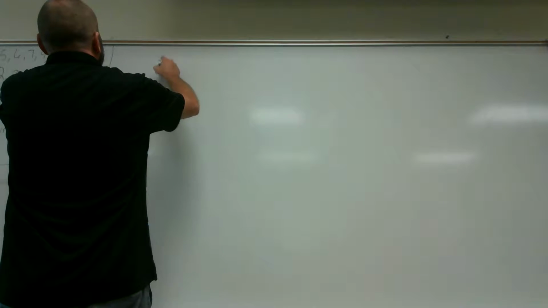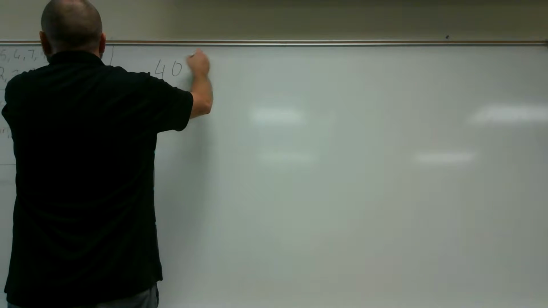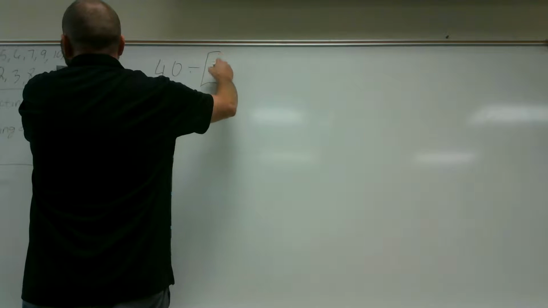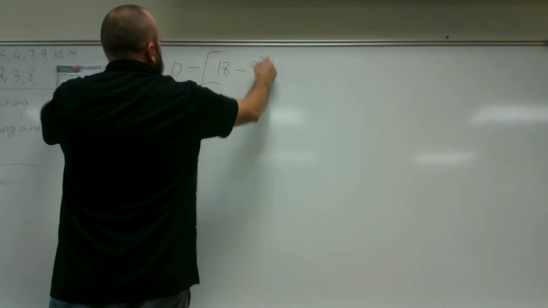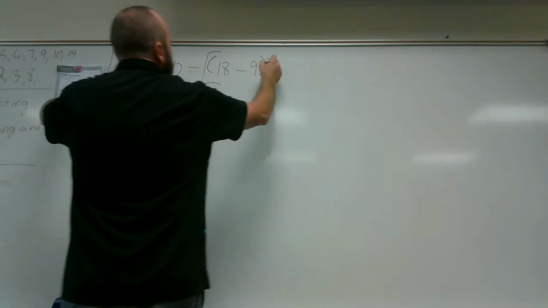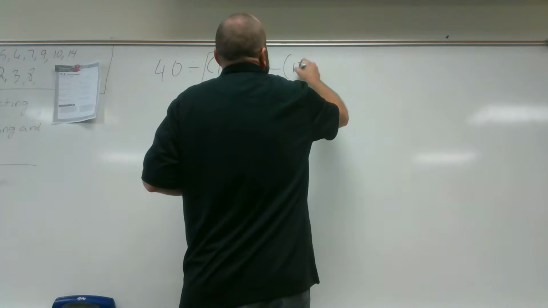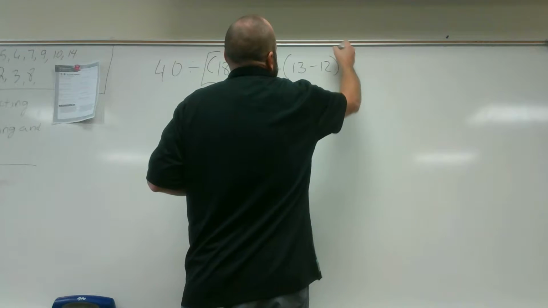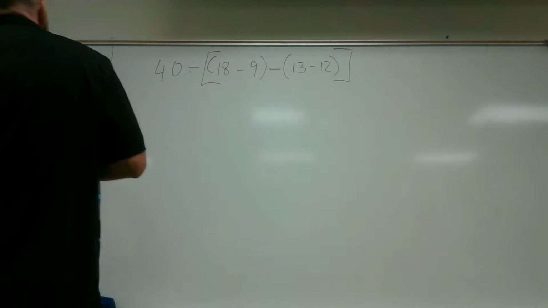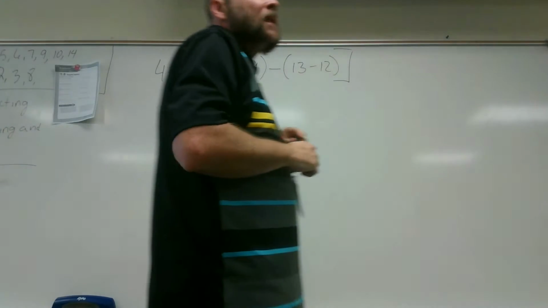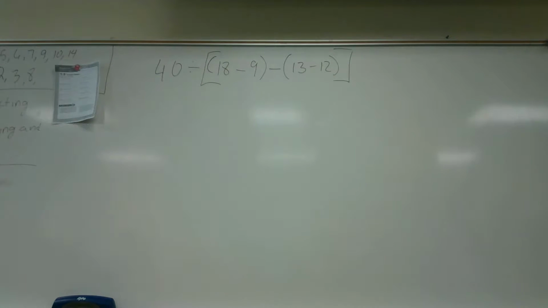So problem 3 is written: 40 divided by the quantity 18 minus 9 in parentheses, minus the quantity 13 minus 12 in parentheses, and close brackets. That looks right.